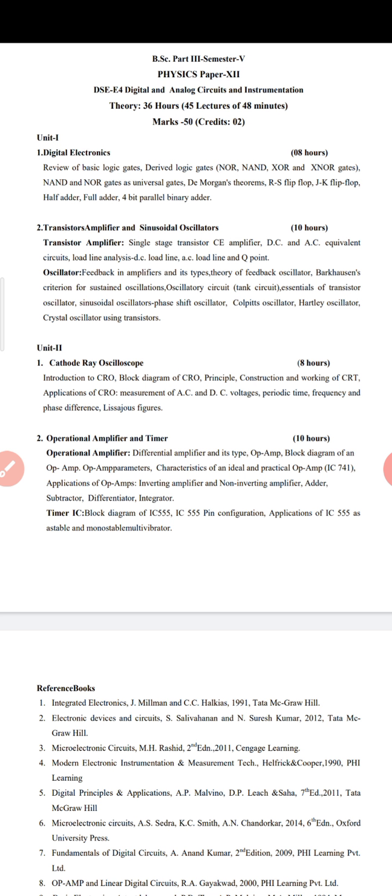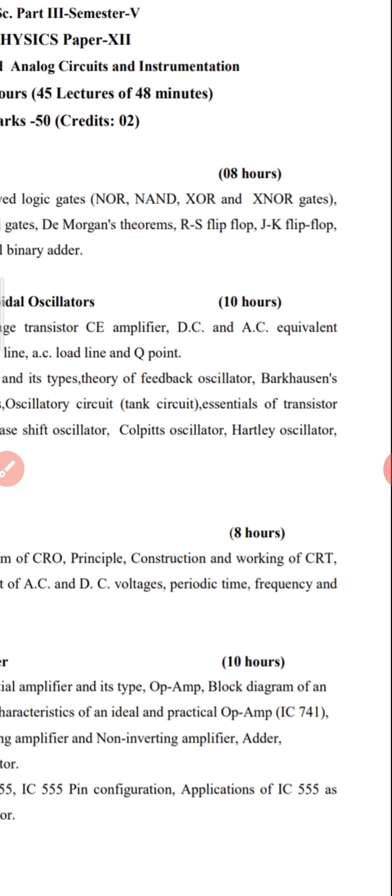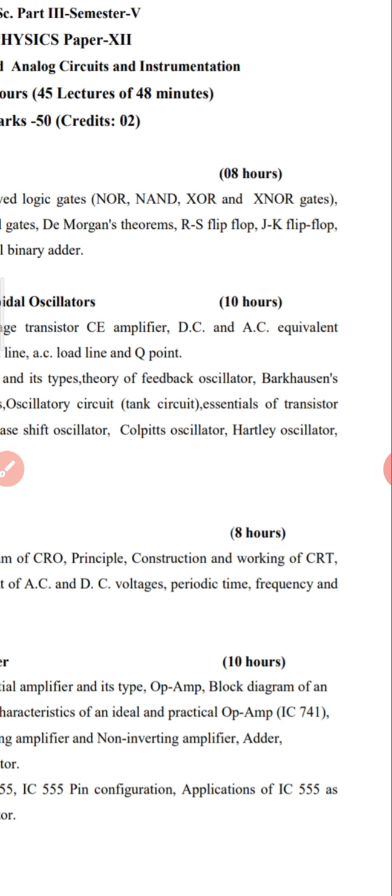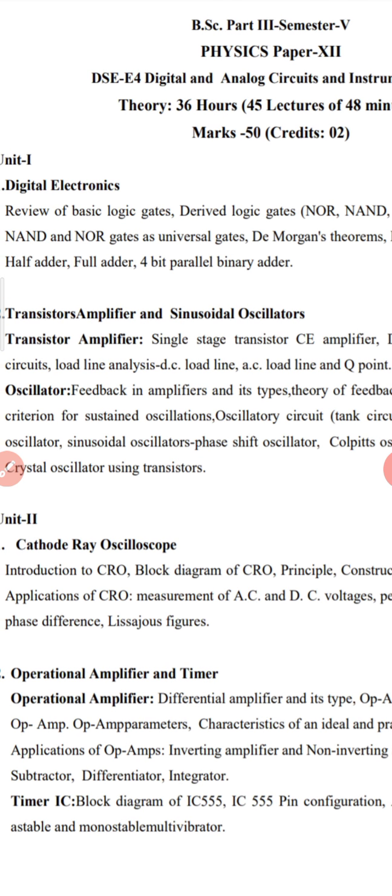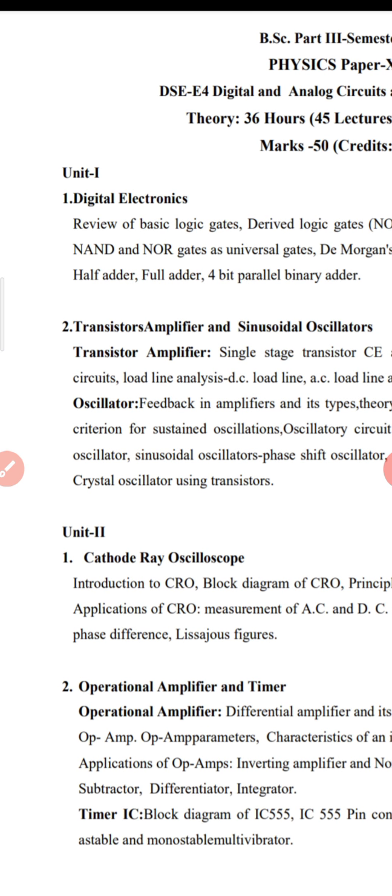When you use these gates, sometimes there are complex problems. To solve these complex problems, we use De Morgan's theorem. Then we can see there is the RS flip flop and the JK flip flop. Using these gates, we make many kinds of instruments. One of them is the RS flip flop, one is the JK flip flop. I will show you the importance of these flip flops.